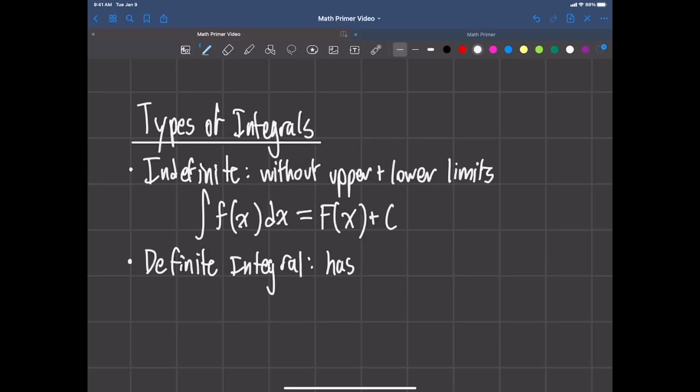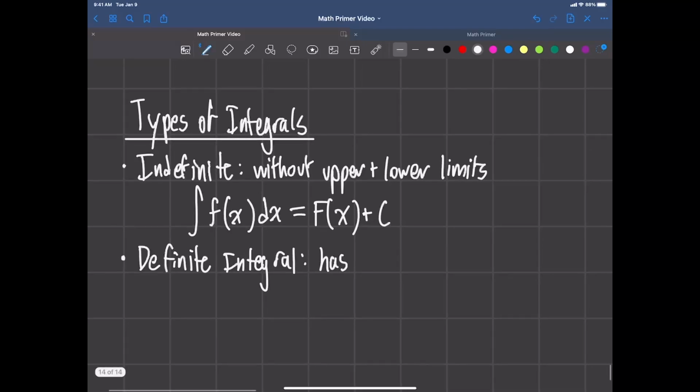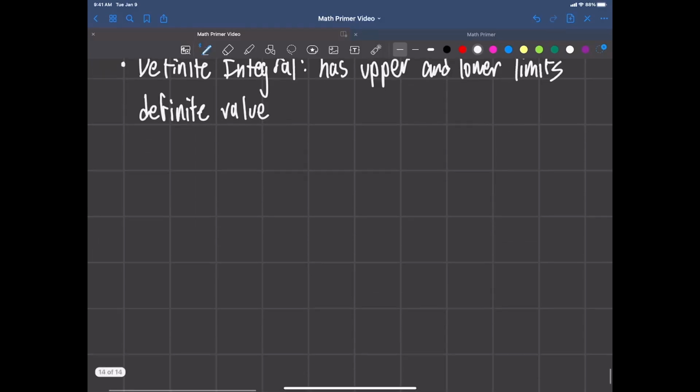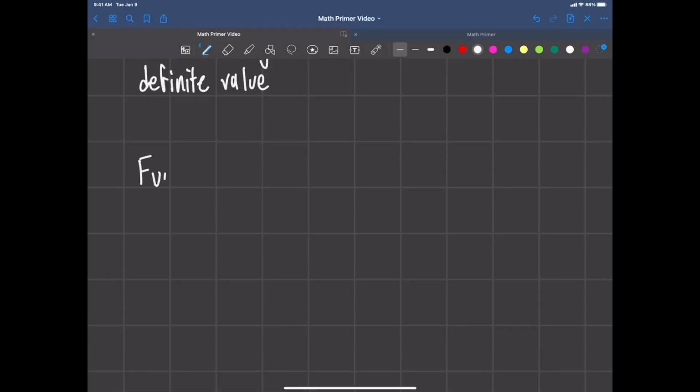The definite integral is the other type of integral, and it has upper and lower limits. And finding the definite integral gives you a definite value. Now let's talk about the fundamental theorems of calculus.